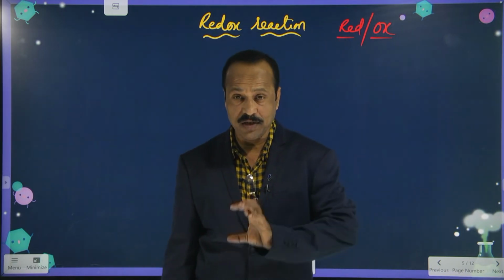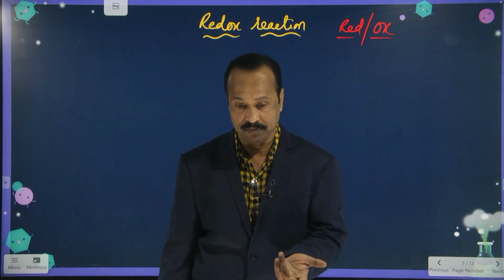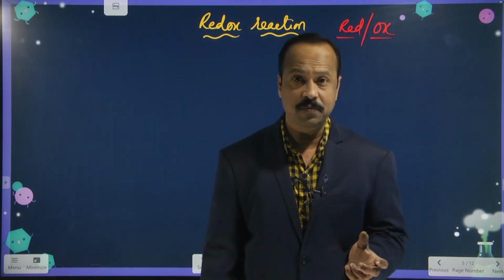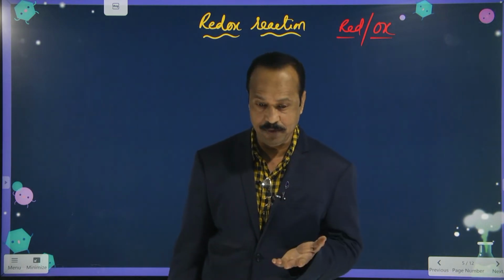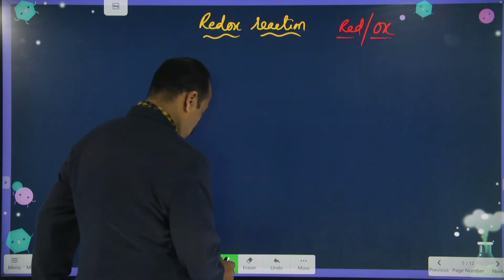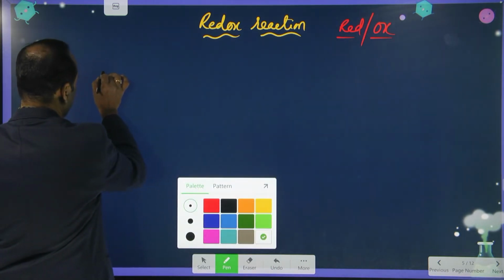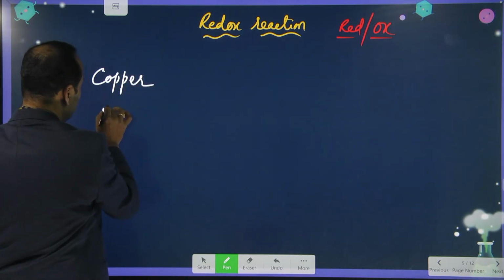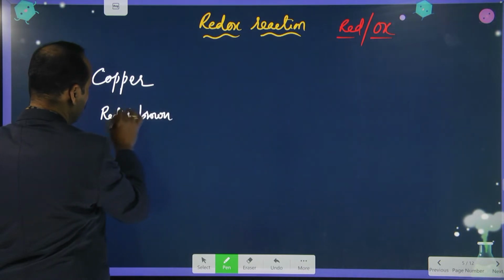So the reaction in which both the oxidation and reduction are taking place simultaneously. Clear? A reaction in which both oxidation and reduction reactions are taking place simultaneously, means at a time, that is called the redox reaction. See here, for example, what we do, we take the copper. Copper is reddish brown in color, you know that, yes or no?